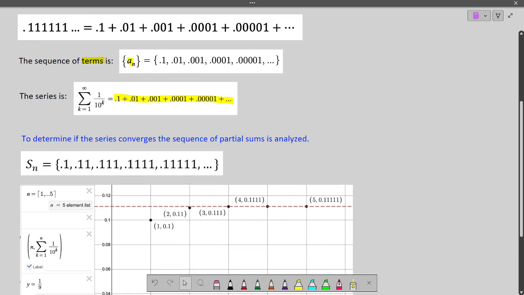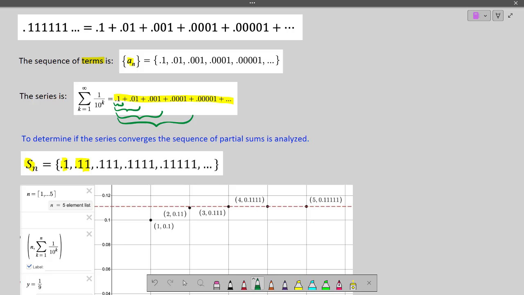The sequence of partial sums: the first term is just the first term. The second term in the sequence of partial sums is the sum of the first two. We do this repeated addition where we start with the first term, then go to the first two, and then the first three.